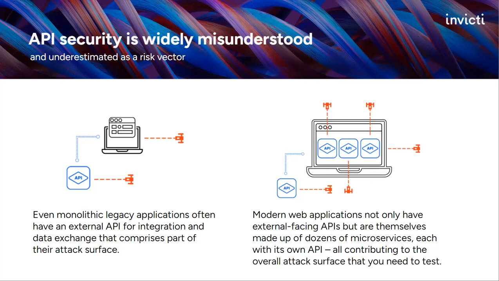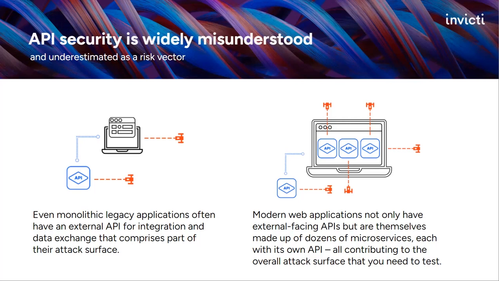Let's continue with some misunderstandings around API security. API security really is an underestimated risk factor here. What we're trying to do here is note the distinction between legacy applications and modern web applications. Having a distributed architecture gives malicious actors much more freedom to invoke their attacks on a much greater scale with a lot less risk of detection. So naturally, they're going to take that course.